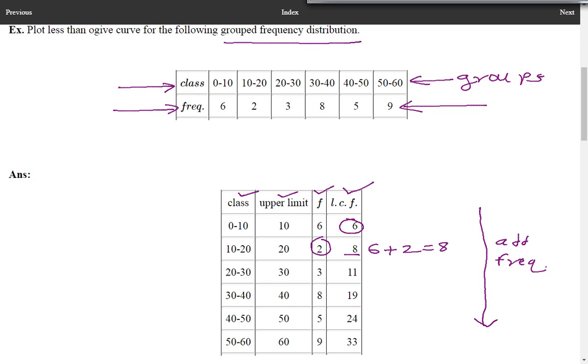Then, let us see how the frequency 11 is obtained. It is 8 plus 3, that equals 11. Then 11 plus 8 equals 19, and so on. In this way, the cumulative frequencies are obtained.